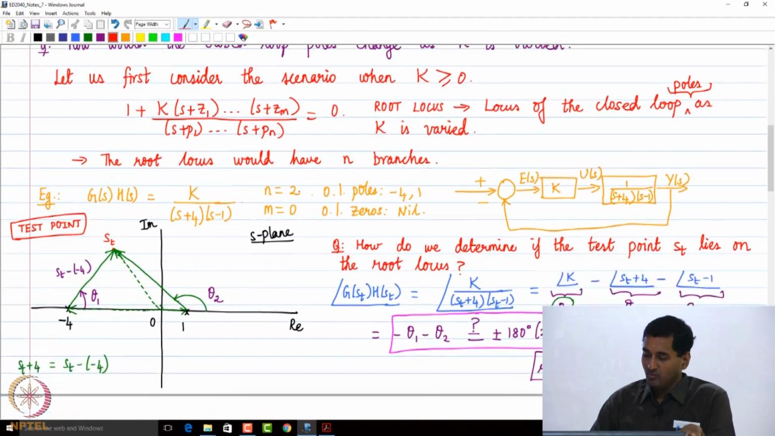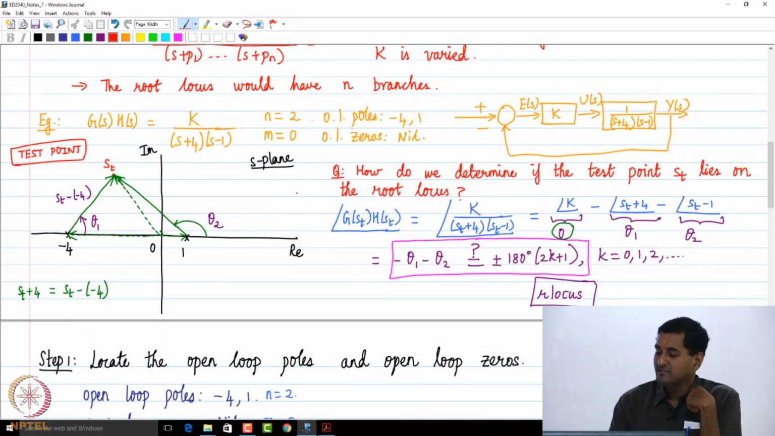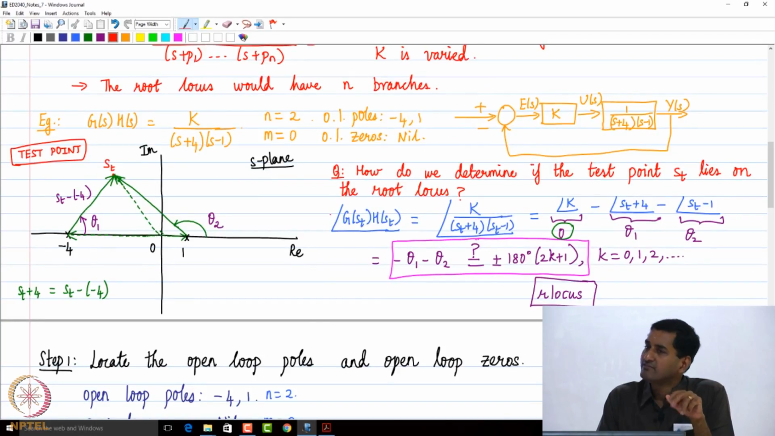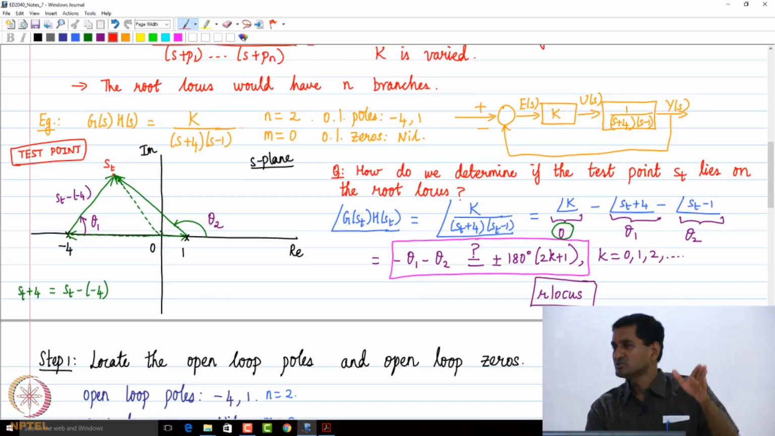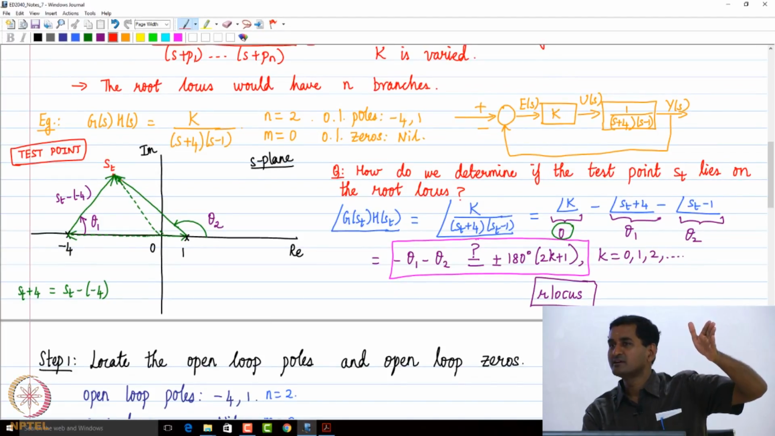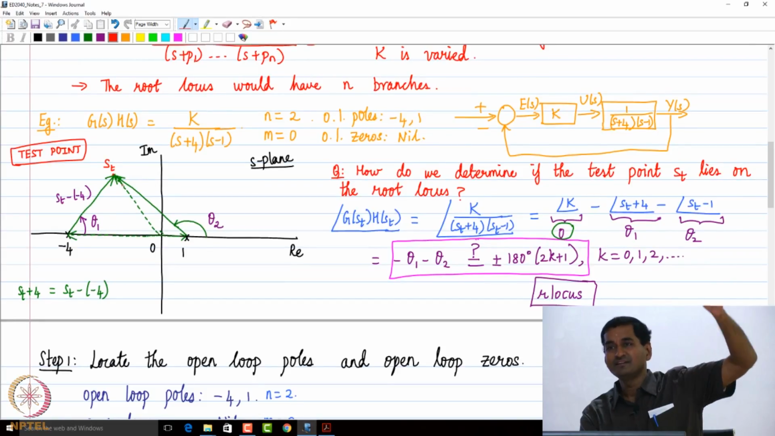So what really happens? Let me take the same example, where n is equal to 2 and m is equal to 0. So we are going to have n minus m asymptotes, that means 2 asymptotes, correct? By definition, asymptotes are the trace of the root locus, or the closed loop poles, as k tends to infinity. That's the meaning.